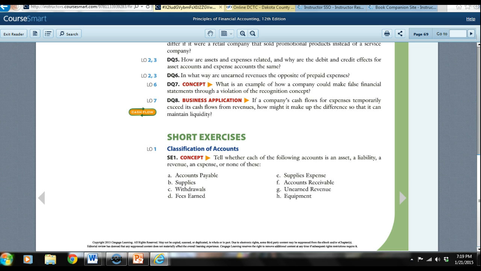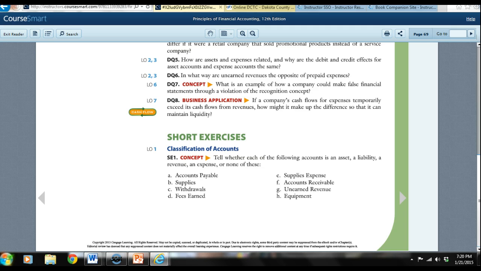So, let's talk about supplies. What is the normal balance of a supplies account? It's an asset, and it would be a normal debit balance, wouldn't it? How about withdrawals? This is trickier. What happens with a withdrawal? Withdrawals reduce owner's equity, don't they? So the actual withdrawal account is a debit because it does reduce owner's equity.